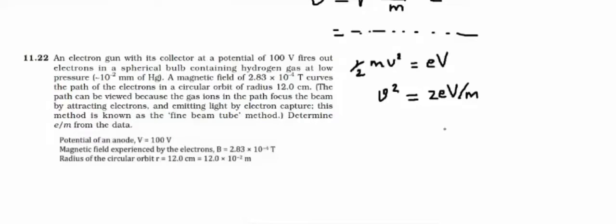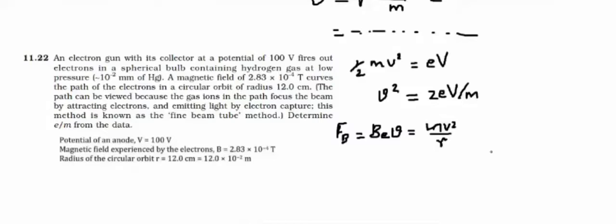Now, we know the force acting on the electron in a magnetic field. F is equal to BQV, the magnetic force. So magnetic force is equal to BQV, and as it is an electron, I will write BeV, because we have used E in the first question also. So BeV is equal to, as the particle moves along a circular path, the centripetal force mv square by r.